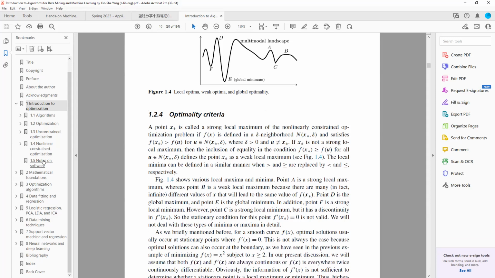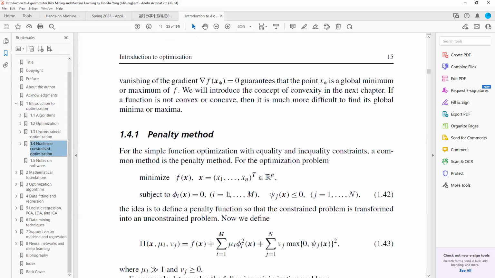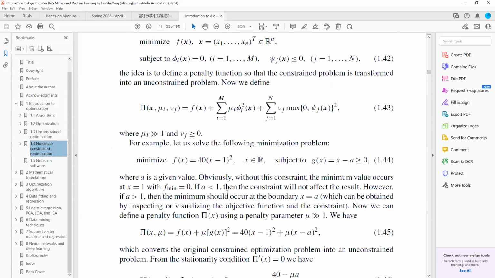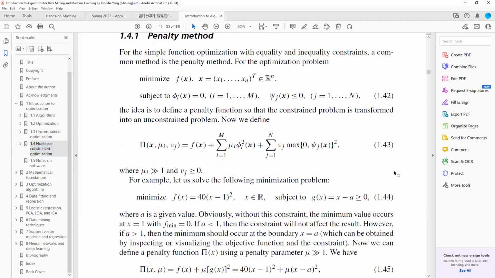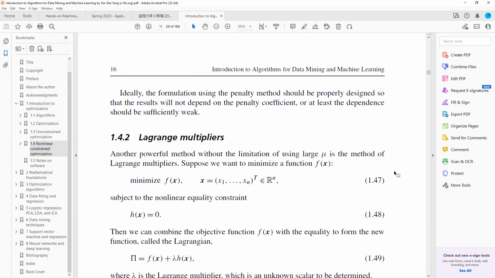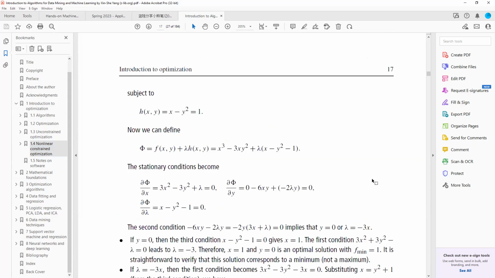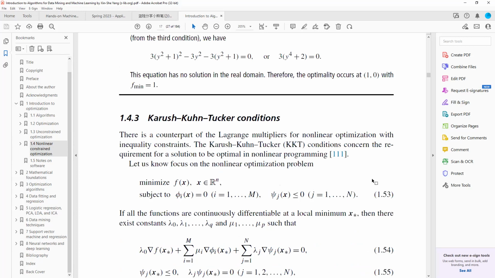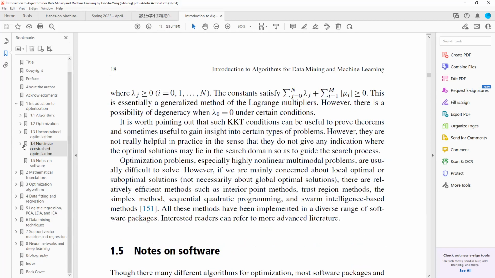For nonlinear programming, going back to the question that you just had, for example, the penalty method is one of the methods for solving nonlinear programming, and the Lagrange multiplier is another methodology, which apparently, if you reviewed my video, you probably already know. And also these KKT conditions. And then your question specifically was asking about this.